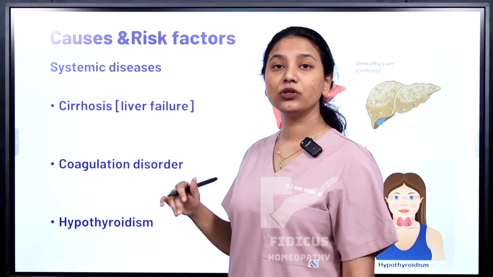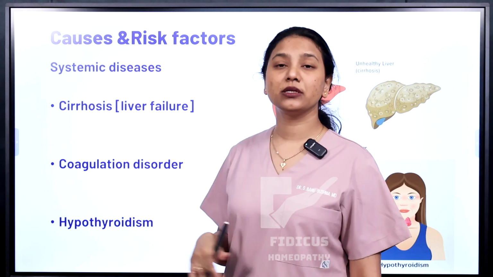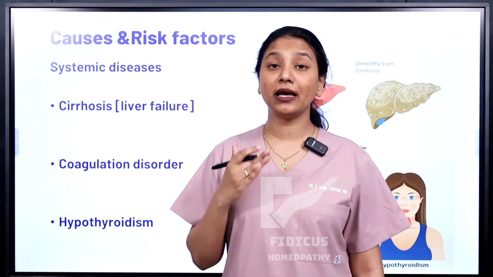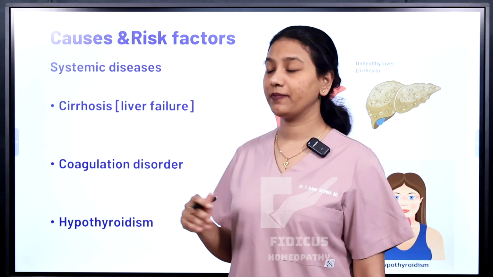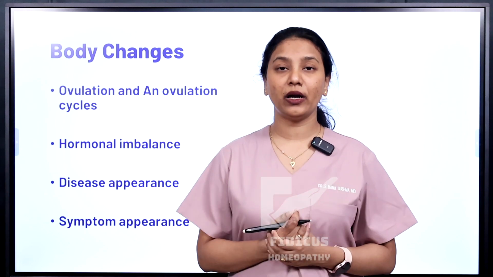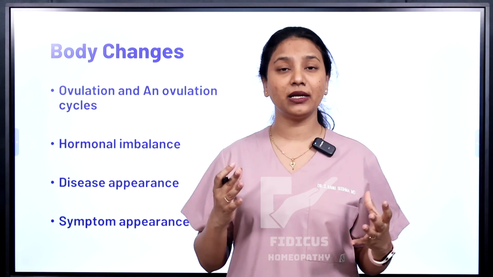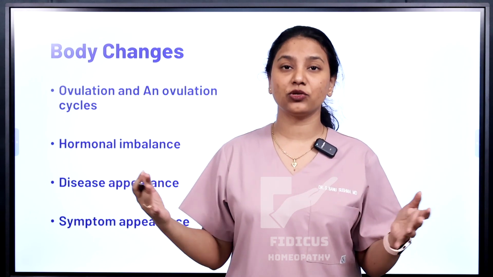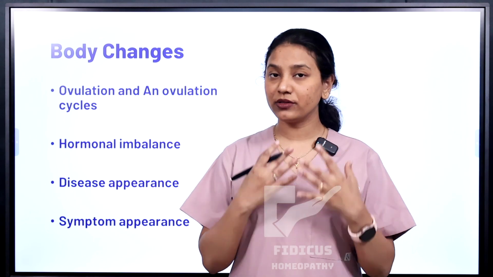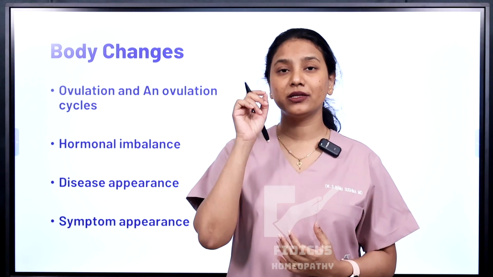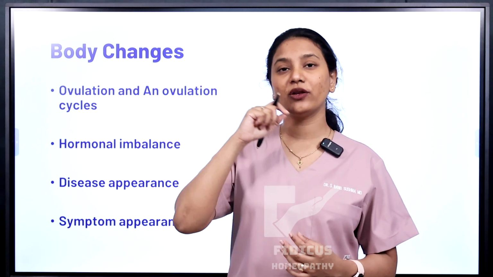Coagulation disorders, and also, as I already told you, hypothyroidism rather than hyperthyroidism, can lead to abnormal uterine bleeding. Now coming to the body changes part. What happens inside the body? Remember, abnormal uterine bleeding has a lot of pathology in it, so we would not like to discuss that in detail, but I would like to tell you a simple thread or chain of events that occur.